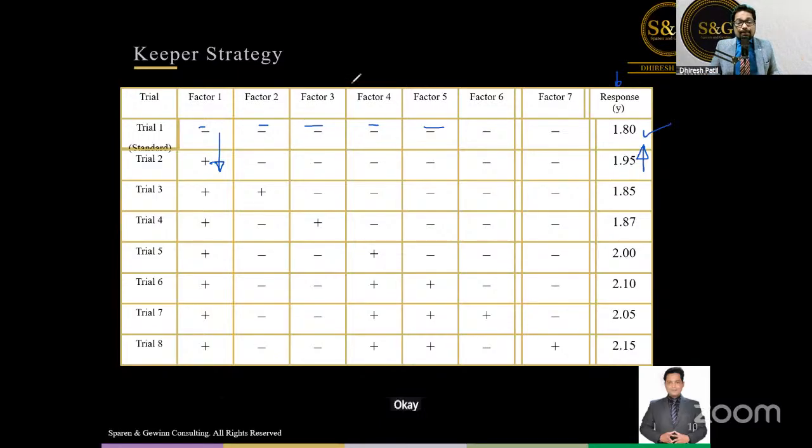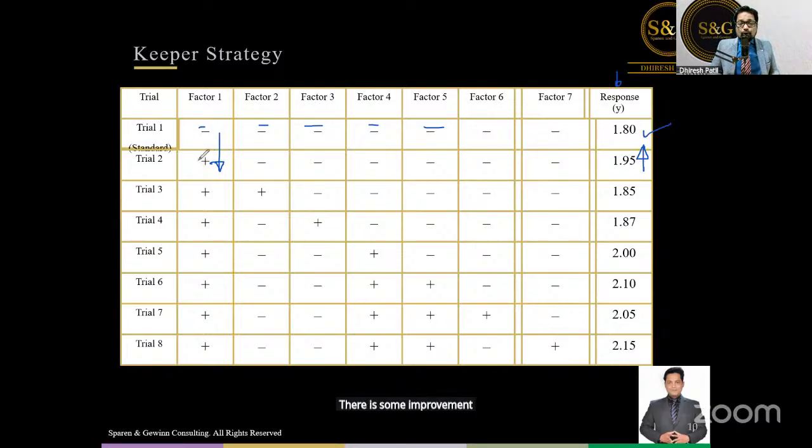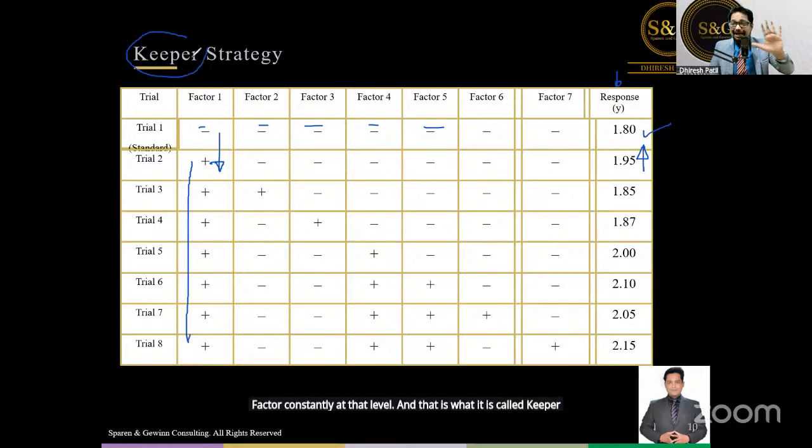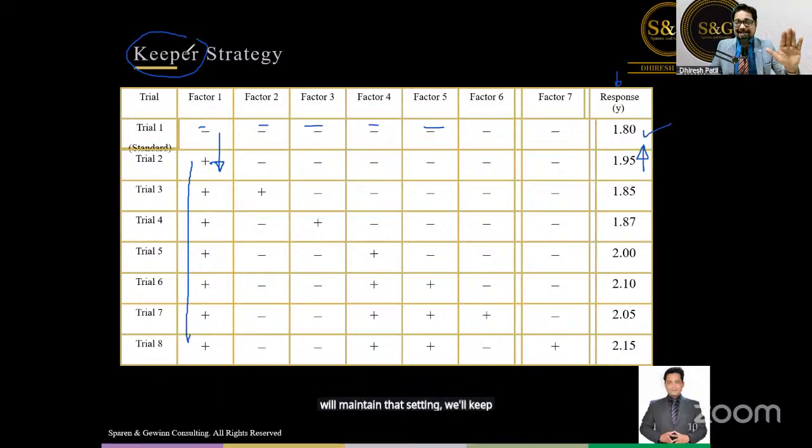Now the moment we get the positive response, that means the moment I change the factor to the higher setting, there is some improvement. So the moment it goes there, we will keep that factor constantly at that level. And that is what is called a keeper strategy. We'll maintain that setting as it is. We will not alter the setting again.